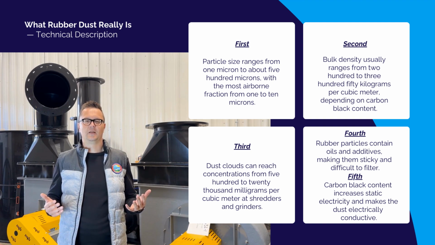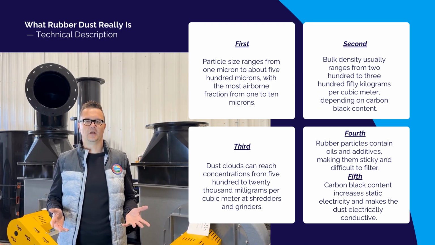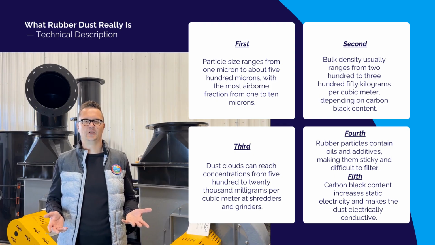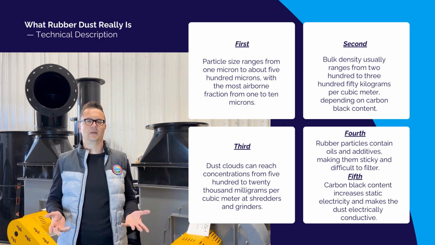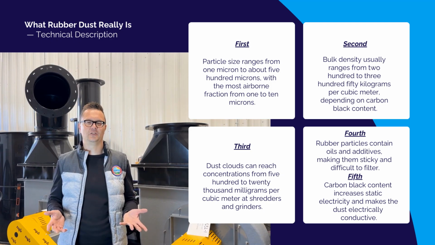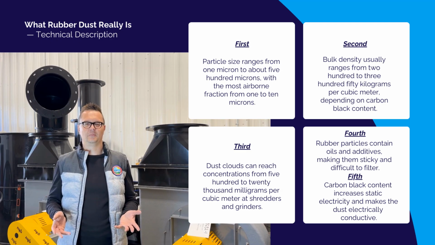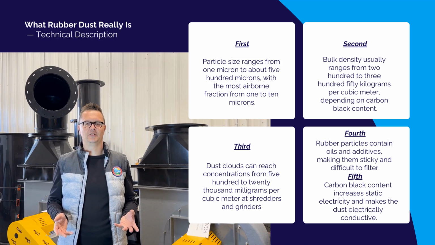Rubber dust is a mix of fine particles released when rubber is cut, ground, milled, shredded, buffed, or recycled. It usually contains natural rubber, synthetic rubber, carbon black, fillers, oils, sulfur compounds, and trace additives. Typical properties. First, particle size ranges from 1 micron to about 500 microns, with the most airborne fraction from 1 to 10 microns. Second, bulk density usually ranges from 200 to 350 kilograms per cubic meter, depending on carbon black content. Third, dust clouds can reach concentrations from 500 to 20,000 milligrams per cubic meter at shredders and grinders.